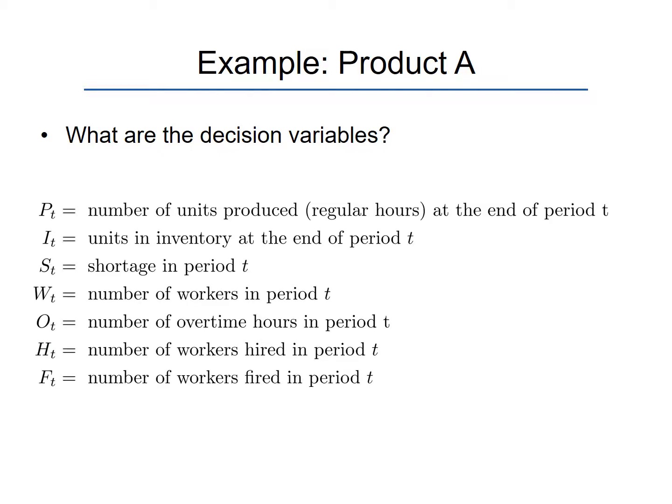Okay, so in this problem, what are the decision variables? This is the list of decision variables in this problem. I can control the number of units produced using regular hours. I can also control the inventory to hold at the end of a period. I could also decide how many units to stock out, or the shortage. I can decide how many workers to have in a given period. I could also decide the number of overtime hours. I can also decide the number of people hired and the number of workers fired in a given period. I may use the word fired or layoff; in this case, I'm assuming those two are the same.